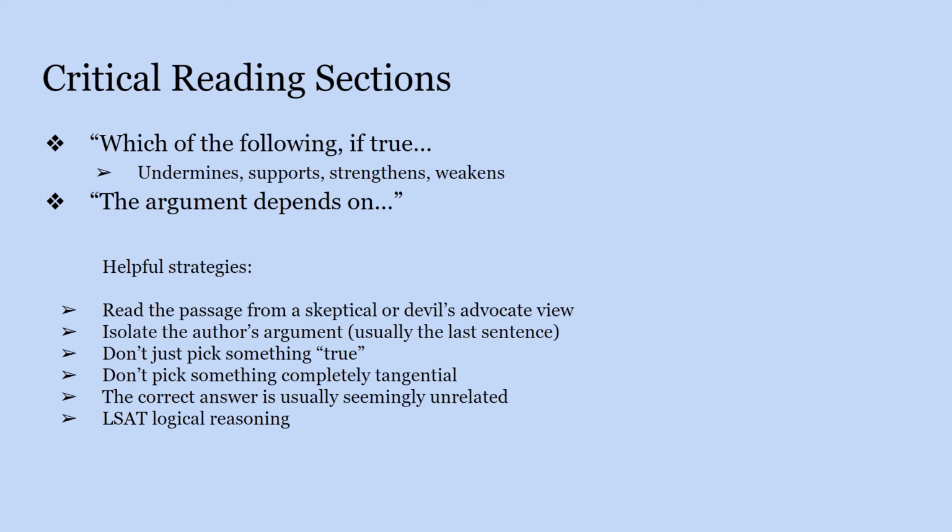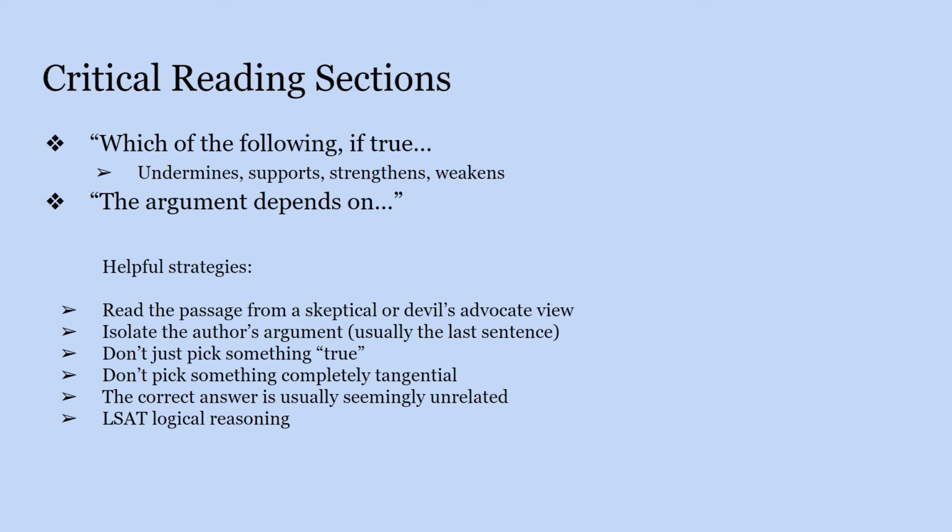Oftentimes, the wrong answers will be one of two things. They'll either be something that seems already true and therefore doesn't really have any bearing on the argument. If something's already true, it can't undermine if it's already been acknowledged. It can't support something either if it's already true. We need something that's new information. And so if an answer just looks like a restatement of the facts that are already there, rule it out.